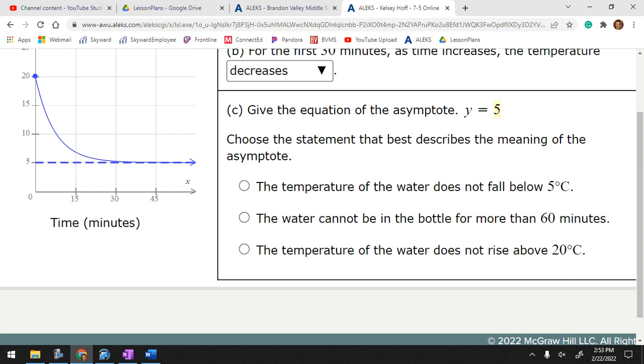Choose the statement that describes the meaning of the asymptote. The temperature of the water does not fall below 5 degrees Celsius. The water cannot be in the bottle for more than 60 minutes. The temperature of the water does not rise above 20 degrees Celsius. The first one. Now, is the last one true? It's true, but it's not because of the asymptote, right? So you have to answer based on the asymptote.